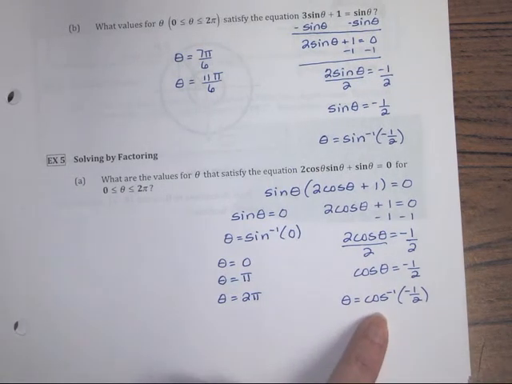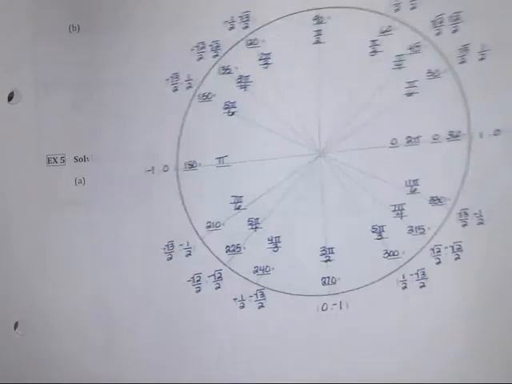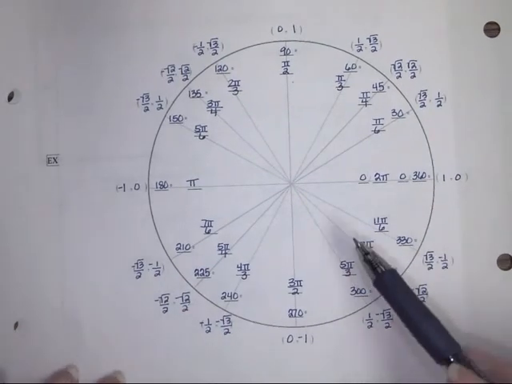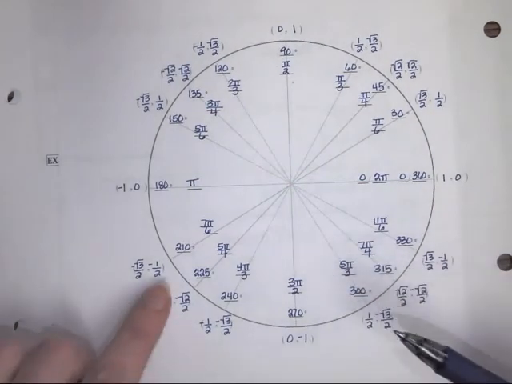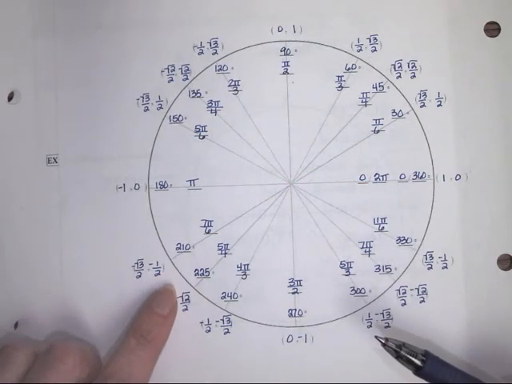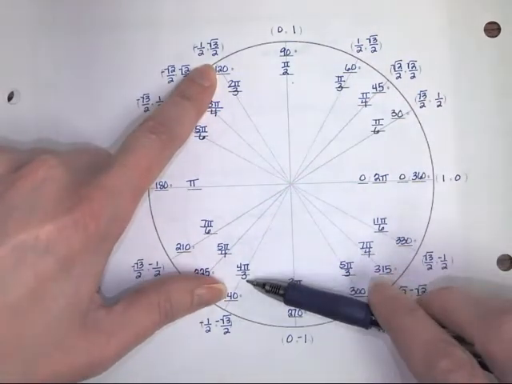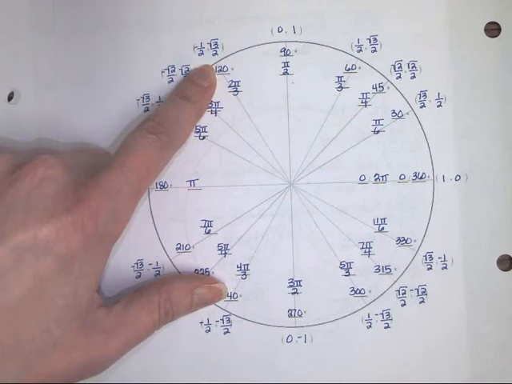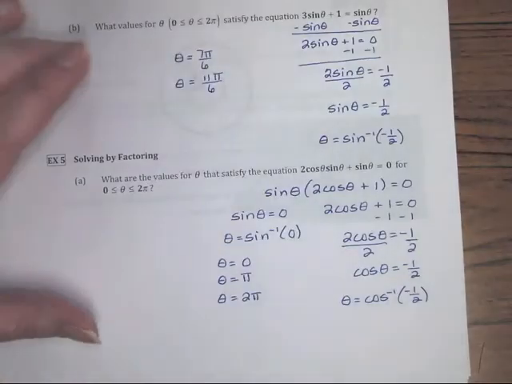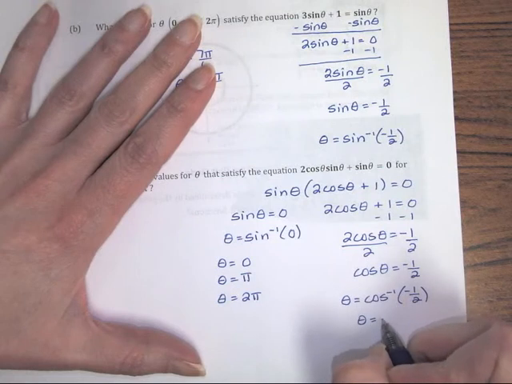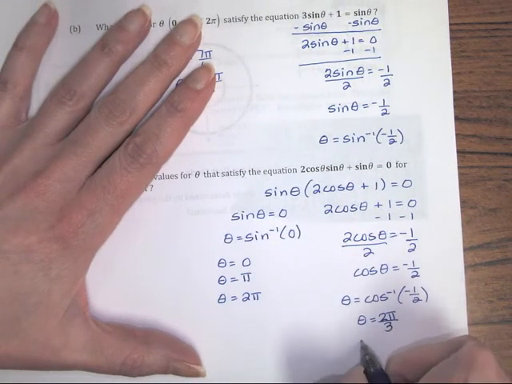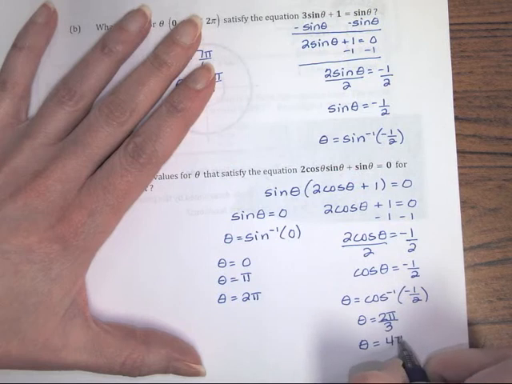Now, can we find this on our unit circle? Inverse cosine negative 1/2. What are we looking for to be negative 1/2? X, because cosine is x. So where is our x value negative 1/2? Up, you're right there and right here, x. So 2 pi over 3 and 4 pi over 3. Fair enough? All right. So theta equals 2 pi over 3. Theta equals 4 pi over 3.